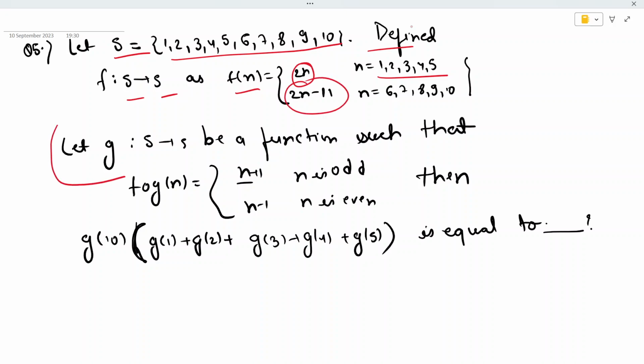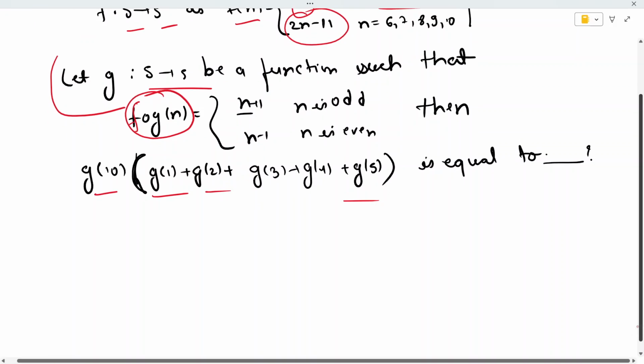Now a new function is introduced from S to S. S is fixed, the natural numbers up to 10. The function g is such that fog is given. So you have to evaluate this. Now how can we approach this?